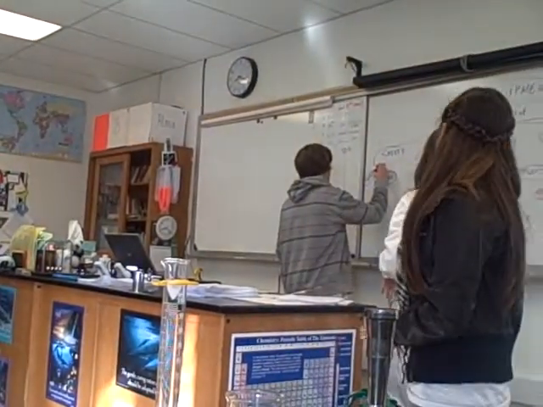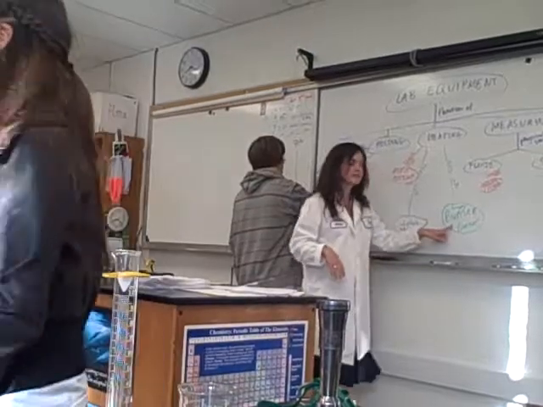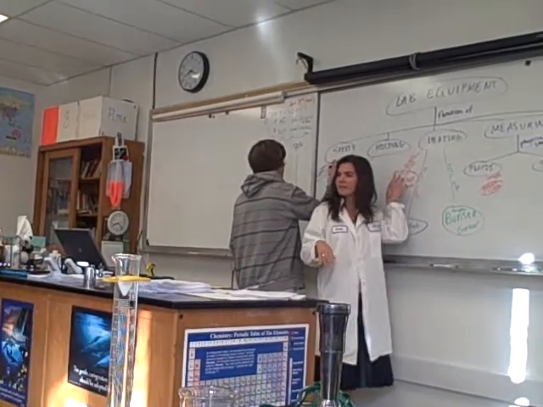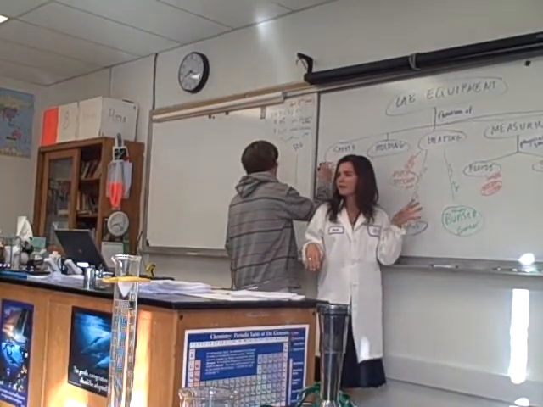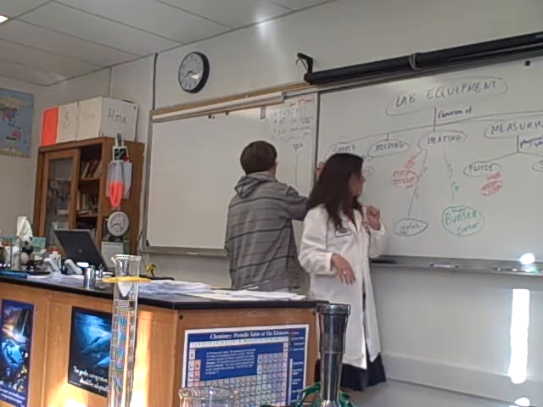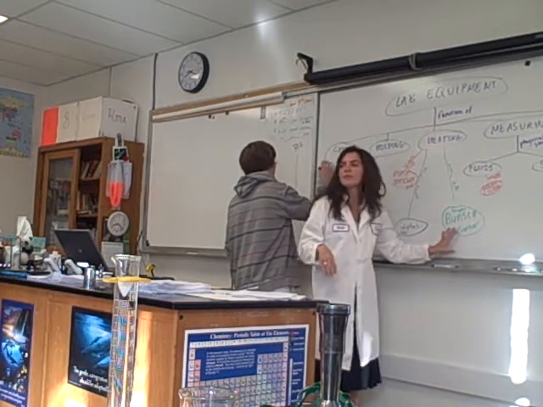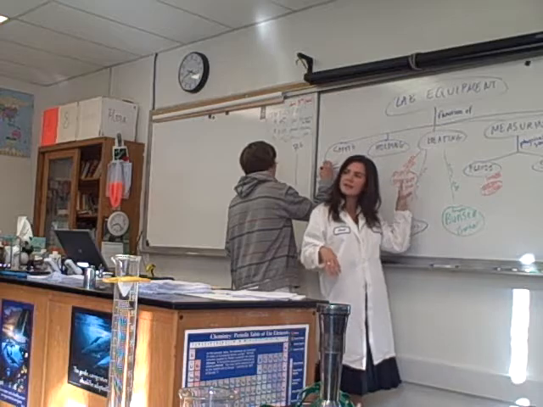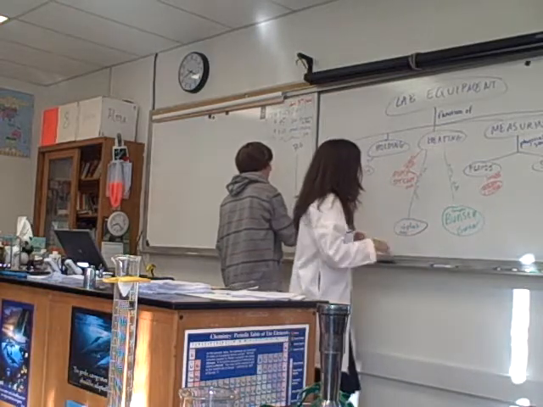So when you're doing your heating of the lab equipment, this is good, you put connecting words, but flint striker, hot plate, Bunsen burner, should they all be on the same level? Are they all doing the same thing? Flint striker is specific to Bunsen burner, so let's put that together with that.